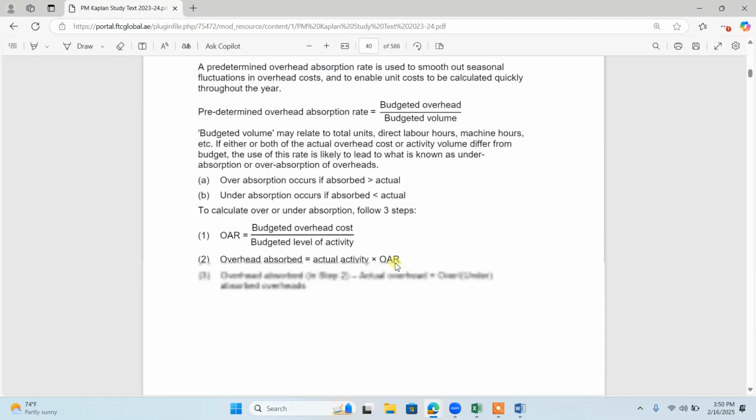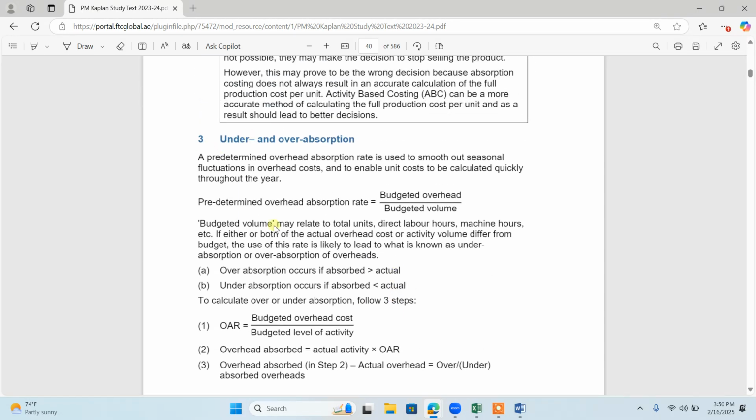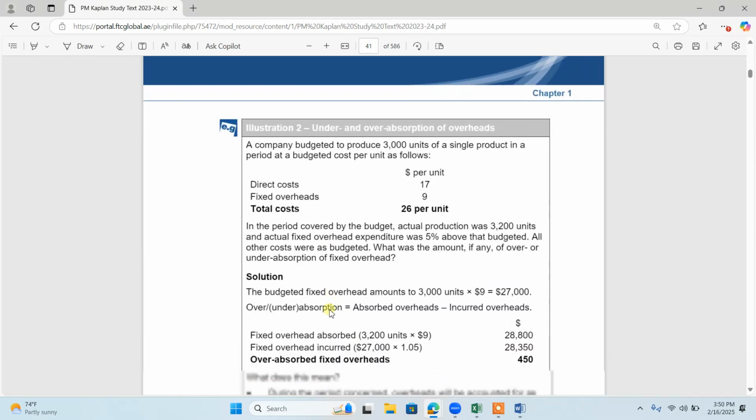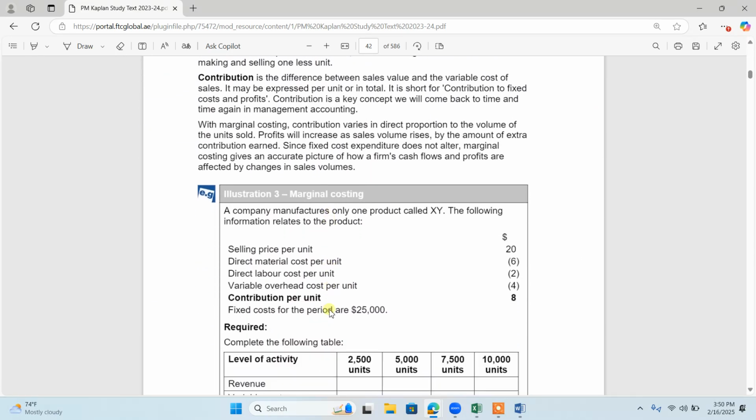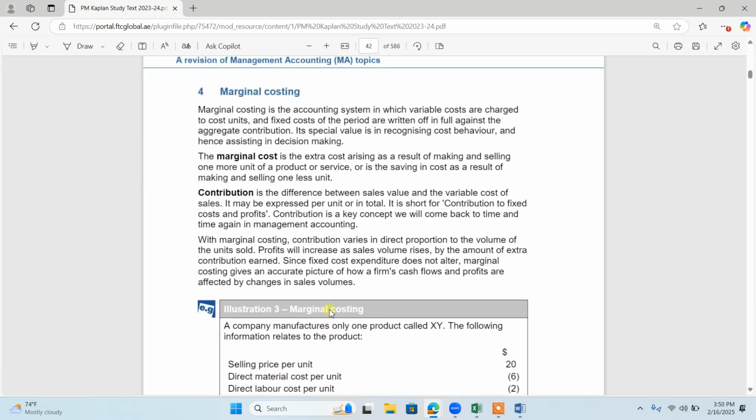Now let's come to another example. We're going to discuss the under and over absorption also, but let me first focus only on the. Okay, now, my dear, marginal costing.